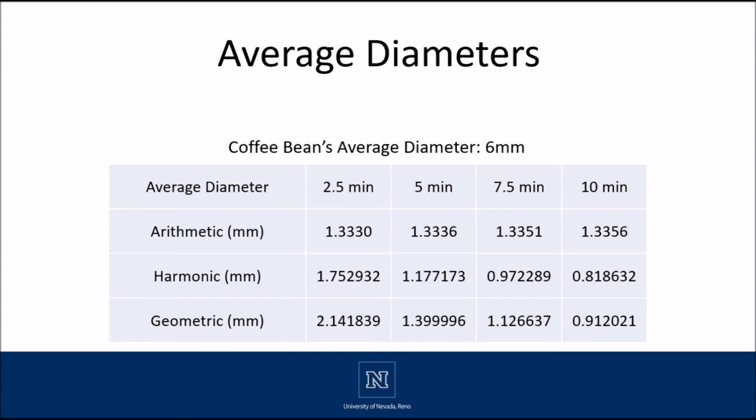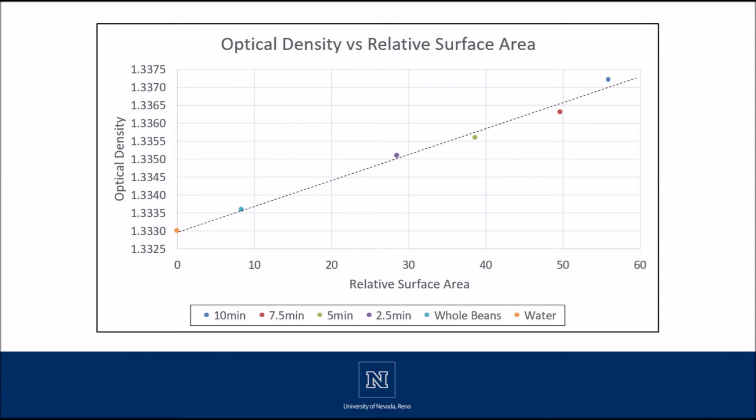From this, we could calculate average diameters. Now, the average diameter of a coffee bean is 6 millimeters. After our 10-minute runtime, the average diameter of the particles was around 1 millimeter. That is a very large reduction in particle size and proves our mill was working. Now this chart shows optical density versus surface area. If you look to the left at the orange mark, that is the optical density of water. And then to the far right, the blue mark is the optical density for our 10-minute runtime. Now this is an approximately linear line, and it tells you that as surface area increases, optical density increases. Optical density meaning a stronger cup of coffee after brewing.